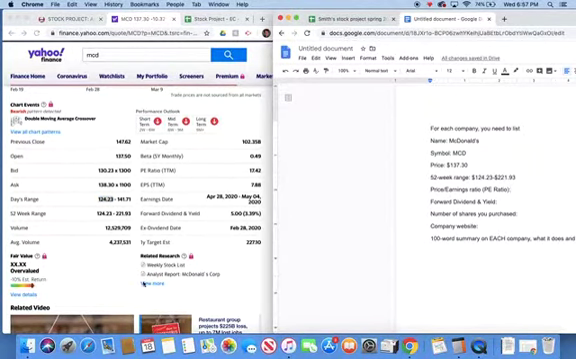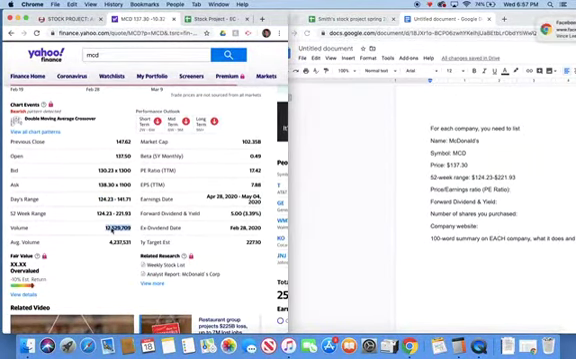Just to kind of explain what some of these other things are. Volume is how many shares are traded or how many shares are out there. What's the average volume? How many get traded? The market cap is basically the volume times the share price. So that's essentially the valuation of this company.